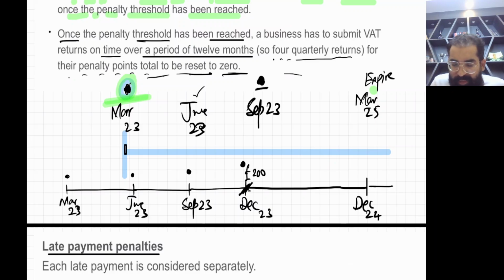And what about this point? What about the September 23 point? It will also take 2 years from this date. So September 23 plus 2 years, on September 25, this point will expire. Okay. But be careful with this point.